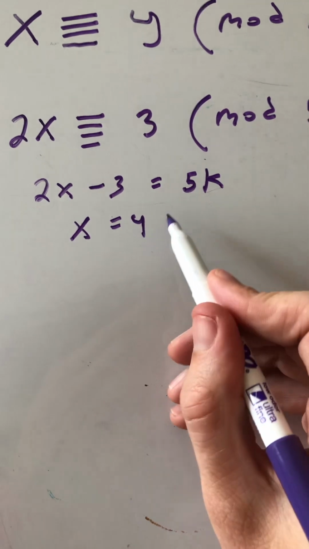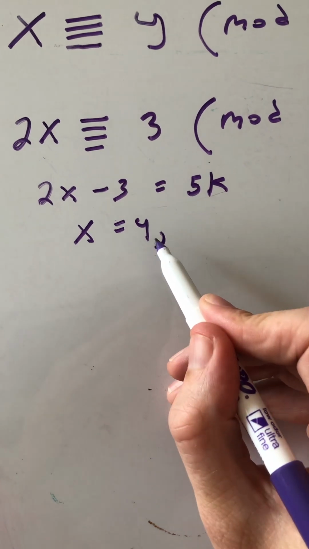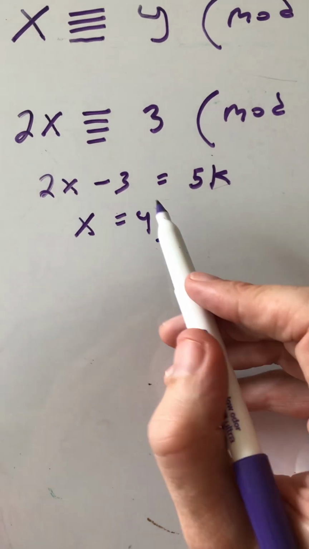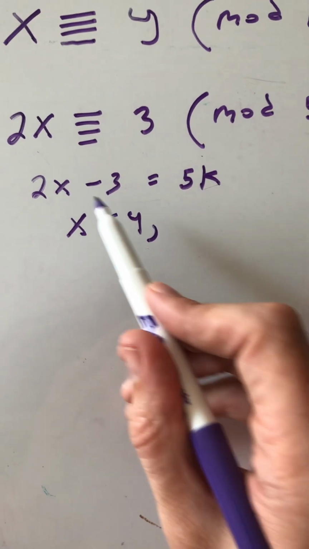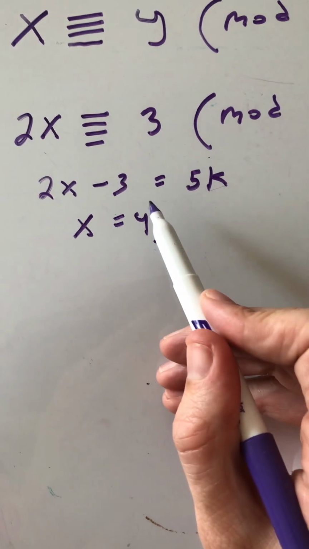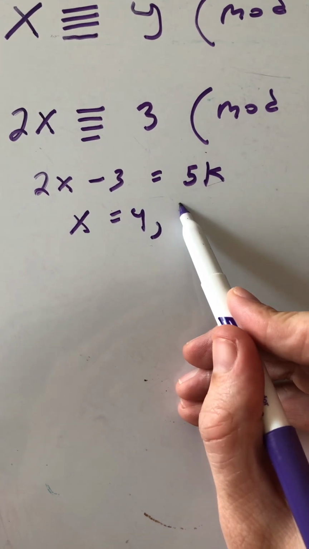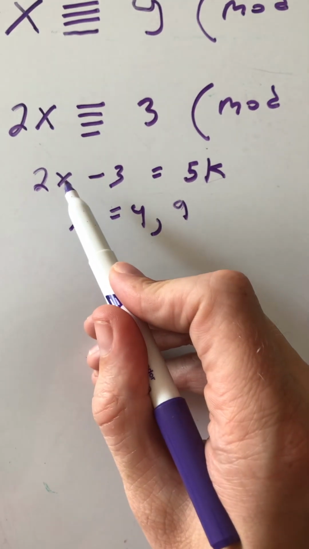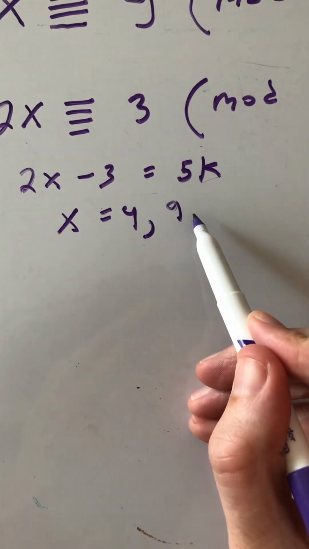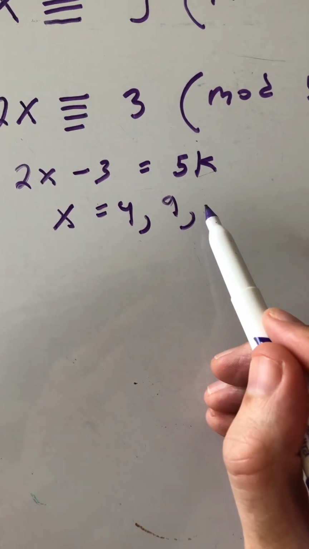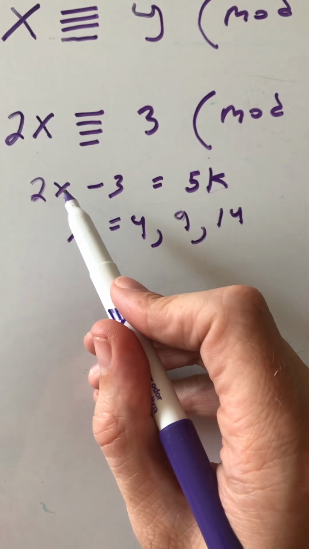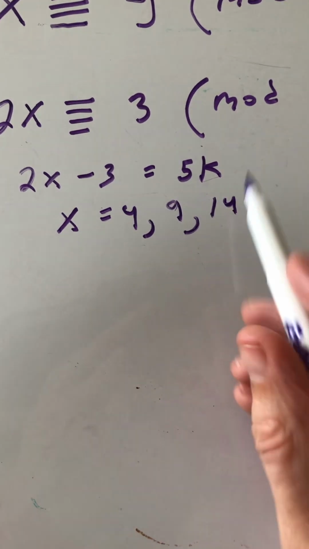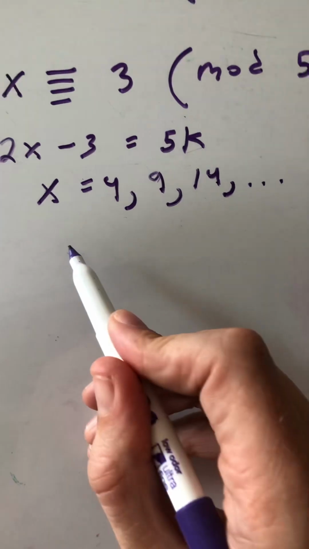So what do you think the next answer is going to be here? Well, if you do 5, that doesn't work. So then you just go through all of them again. You've got to add 5 to 4, and you get 9, right? So 9 times 2 is 18, minus 3 is 15. That's a multiple of 5. Then add 5 to that, and you get 14. 14 times 2 is 28, minus 3 is 25. And that pattern's going to continue.